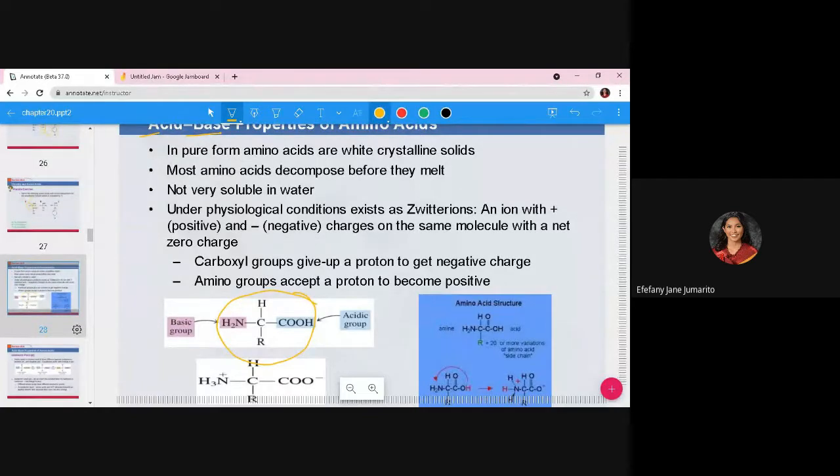So amino acids are charged species, both in solid and in a solution. If it is a solid, it's still a charged species, and if it's a solution, it's still charged. The negative charge means that it's an acidic group. The acidic group in your amino acid is the carboxylic group, and then the basic group is your NH2.